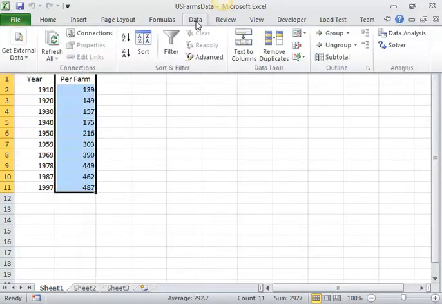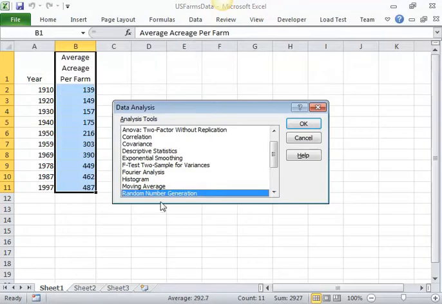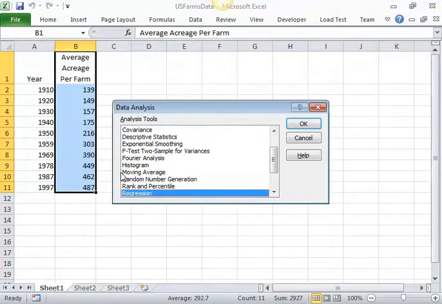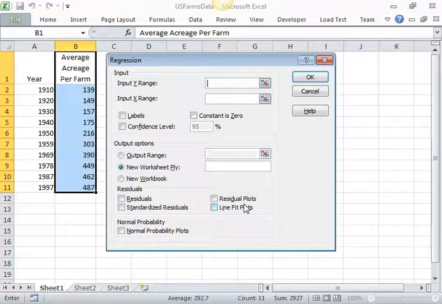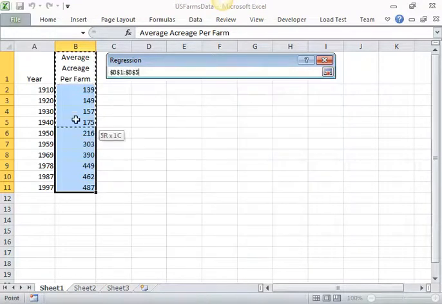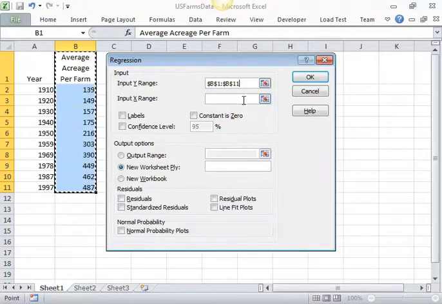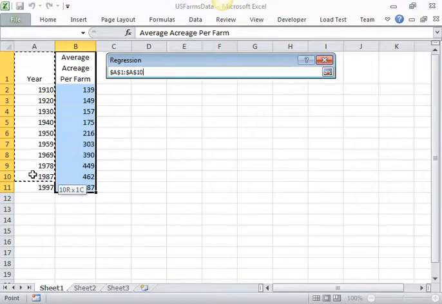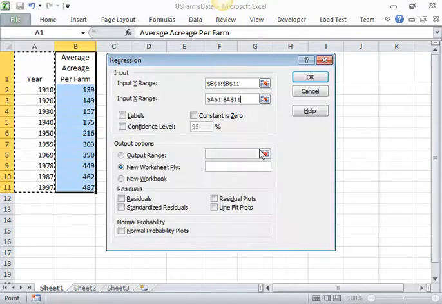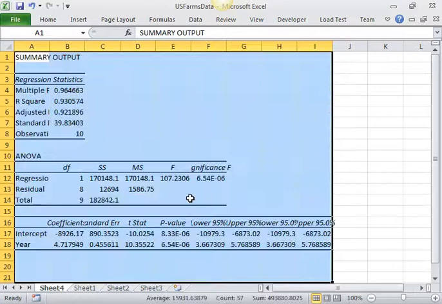So I go to data, data analysis, pull down to regression, and click OK. So my Y is my dependent variable. So that's average acreage per farm. And my X is my independent variable. Now, because I included the headers, I'm going to click Labels. That tells it that the first row is the name by which this piece of data is to be known. And I'm going to leave everything else the way it is and click OK.